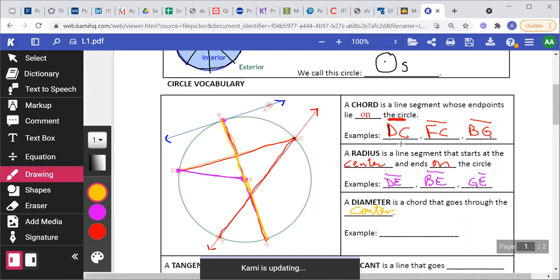A chord has its endpoint on the circle. And then once a chord goes through the center, it becomes the diameter, okay? So here we have BG as diameter. The diameter is always twice the radius.